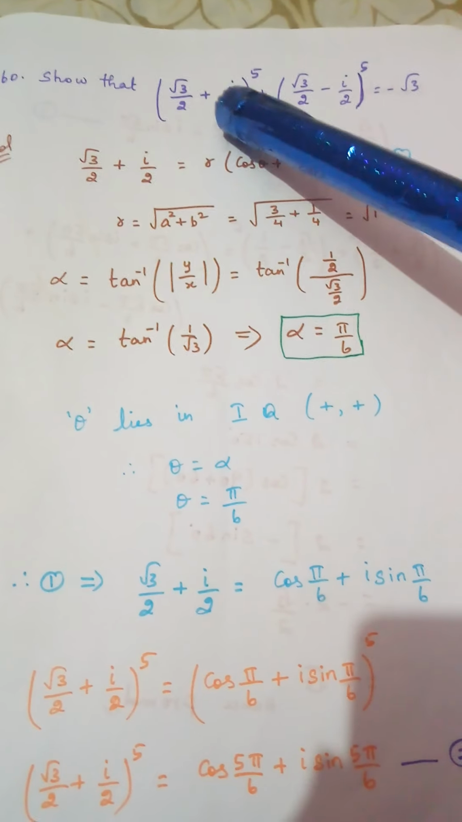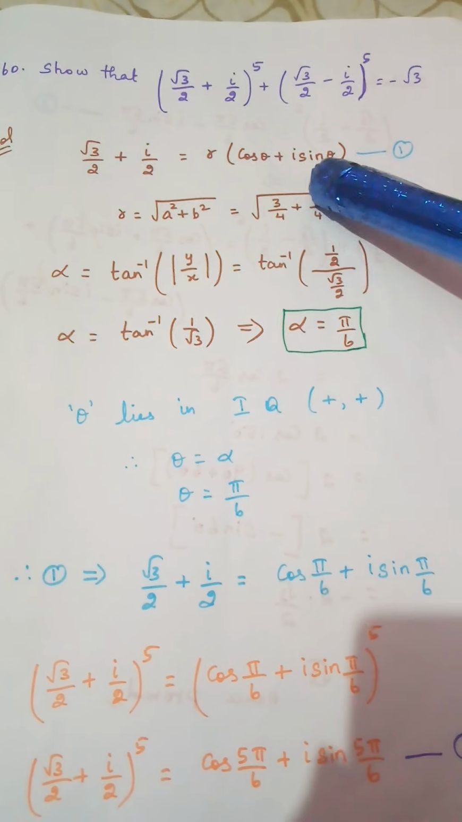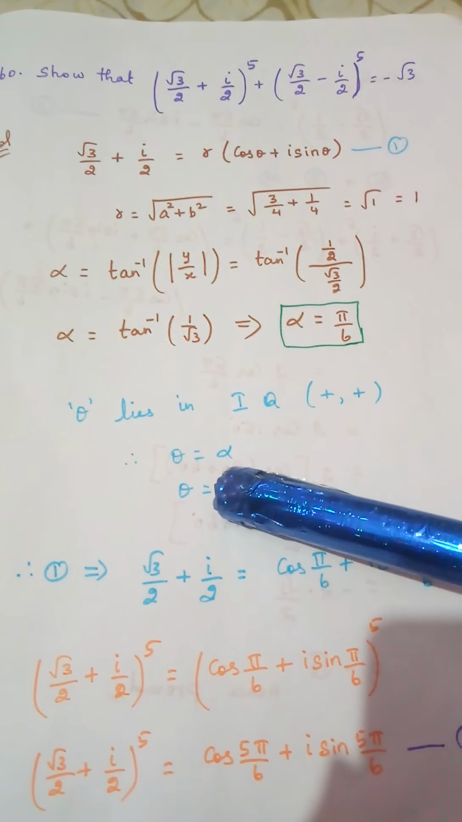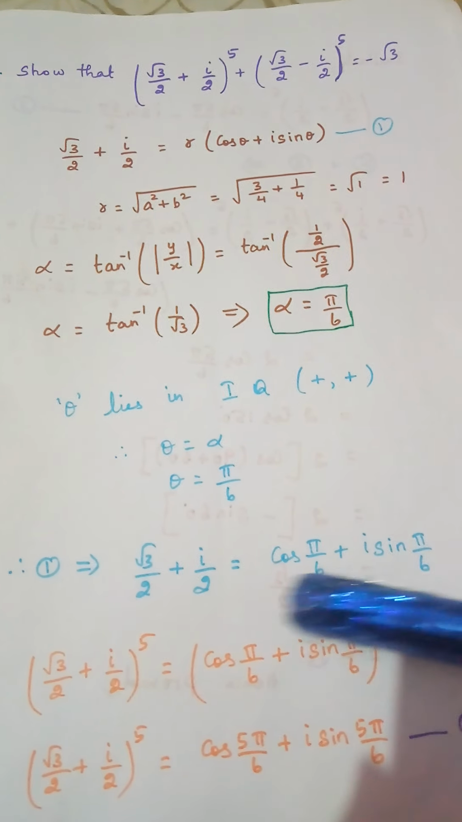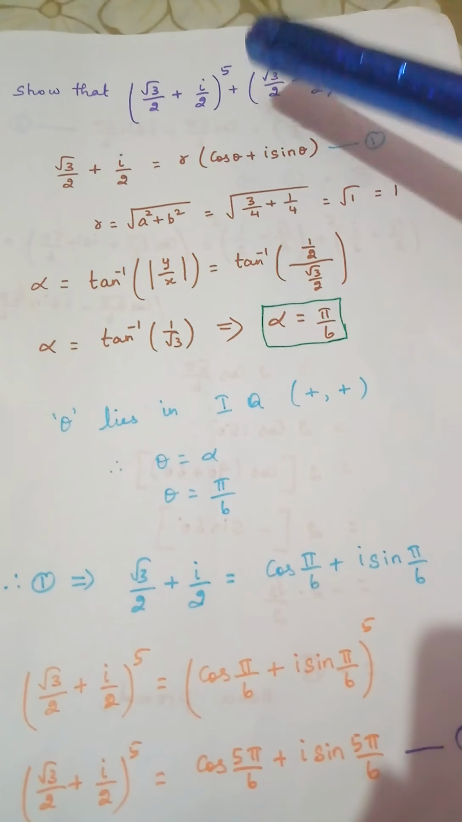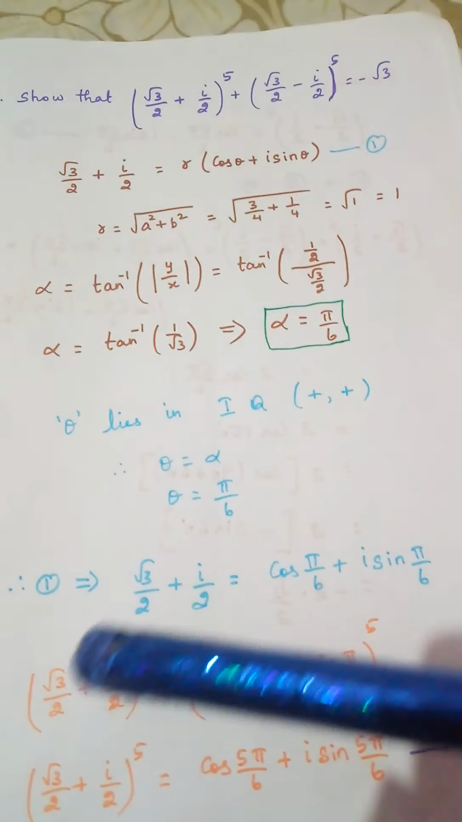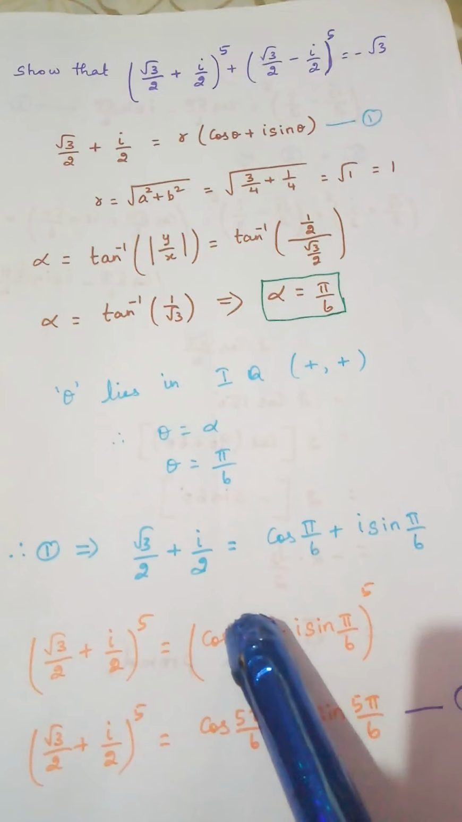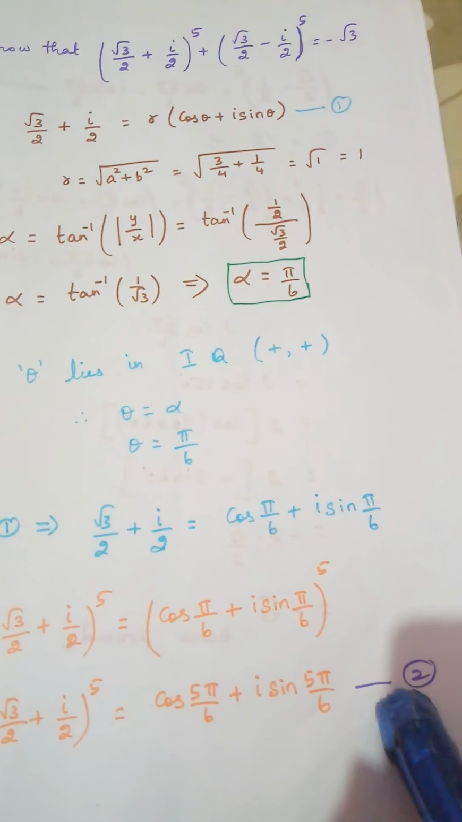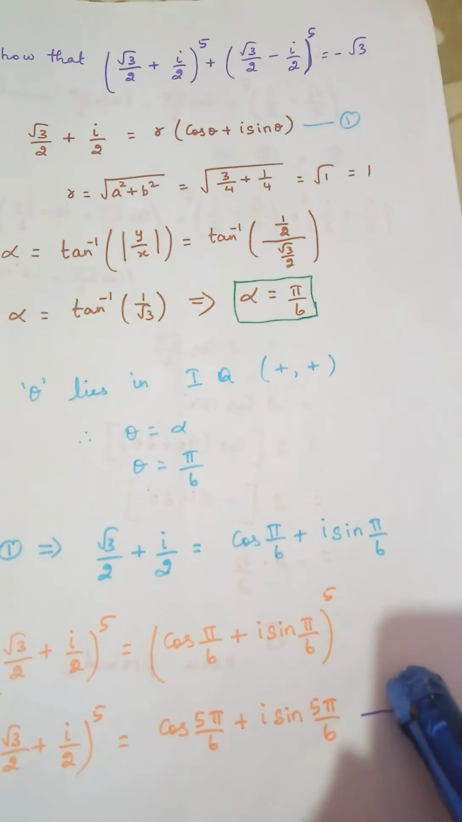Again I repeat, children, what we have done. First we have taken the term inside the bracket, converted it to polar form, and found the r value and theta value. Substituting those values in the first equation, we got this answer. By seeing the question, since power 5 is present, we are also putting power 5 on both sides. Using De Moivre's theorem, the power is brought inside and written like this. This is taken as equation number 2.